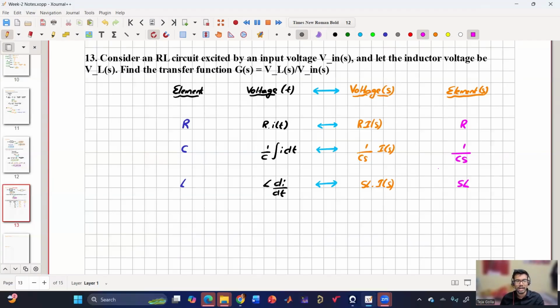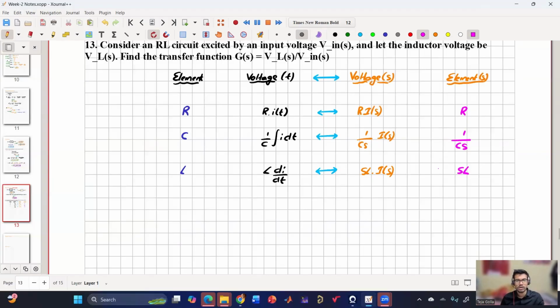So in this problem, I have an RL circuit. So I will use R as well as L. Output inductor voltage is VL. Input is V. I have to calculate G of S.